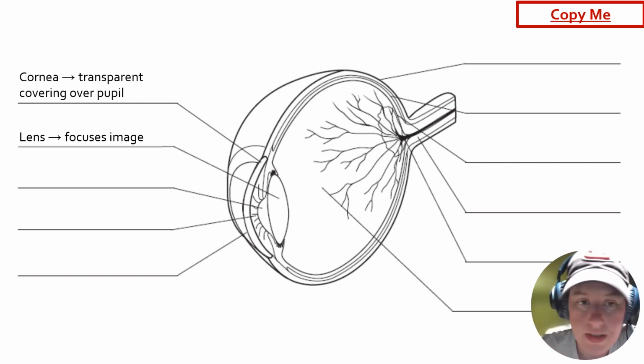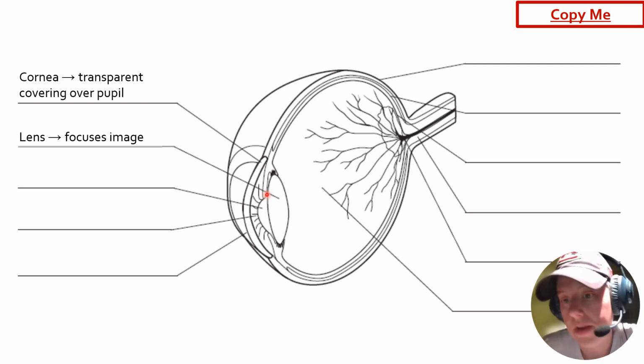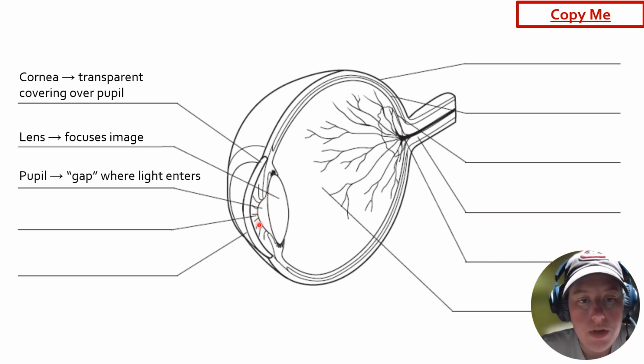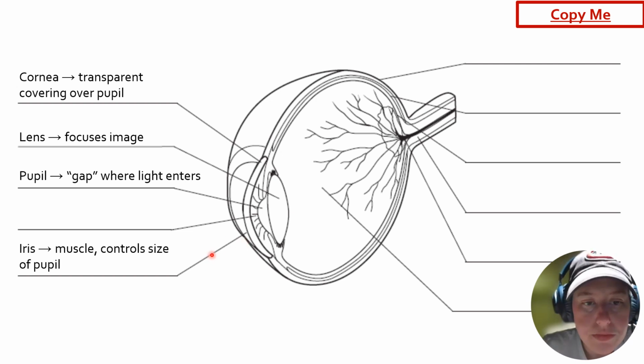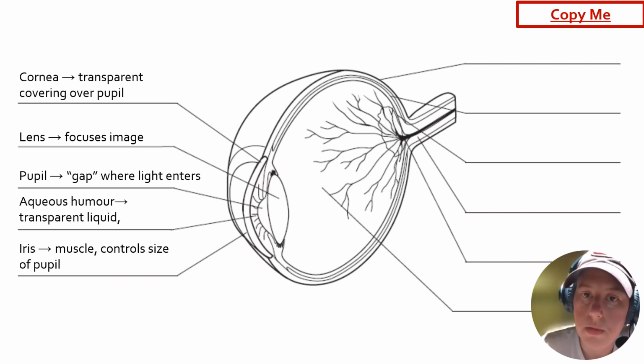So you have muscles, the ciliary muscles, right over here, which help cause the lens to change shape, depending on whether you're looking close or whether you're looking far. Then we have our pupil, which is right here, which is the gap where light enters. We have the iris, which is right here and controls the size of the pupil. And then in between the cornea and the iris and pupil segment is our aqueous humor, which is our transparent liquid.